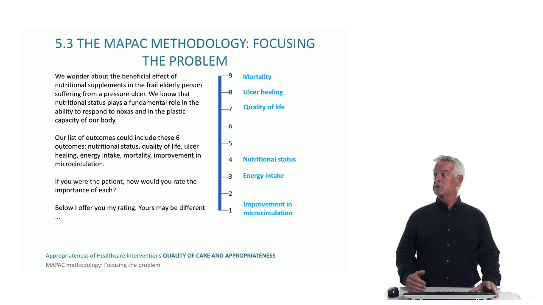What about nutritional status? Could be important, but not for our decision. Energy intake, who cares? Improvement in microcirculation, the least important thing. So we will go with the 7, 8, and 9 outcomes.